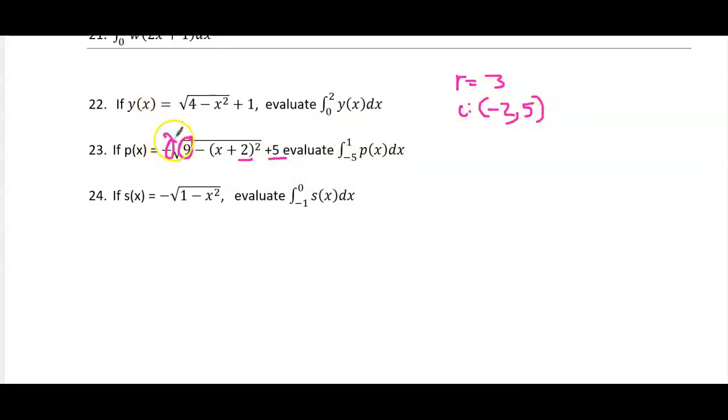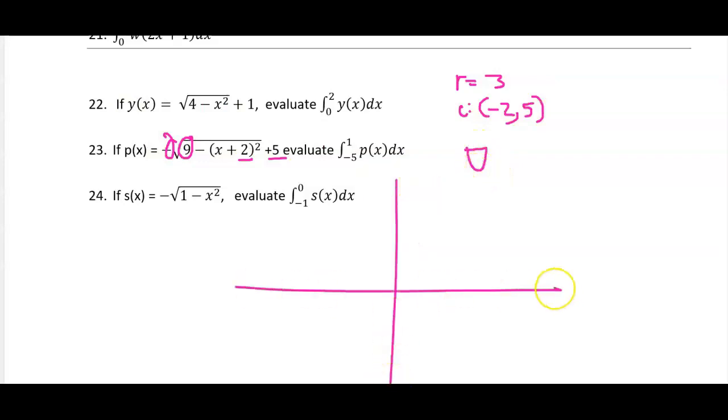And since we have a negative in the front, we are looking at a lower half of the circle. And I am therefore ready to graph now. So my center is left 2, up 5. And using my radius, I want to go right 3, left 3, and down 3 this time, because we want the lower half of the circle. And that's what that looks like.